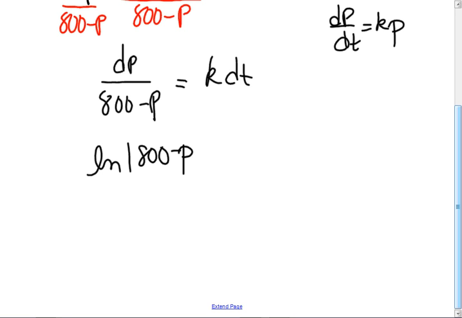Is that correct? Hey guys, Eric, is that correct? Yes. No, what's missing here? A negative. Because of the chain rule, if I take the derivative of 800 minus p, it gives me a negative 1.